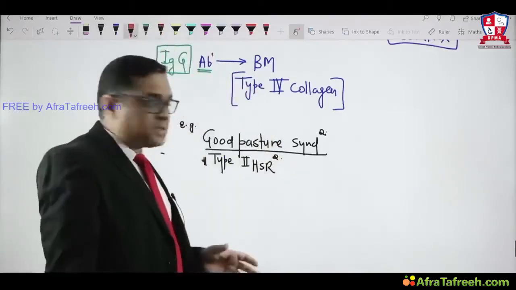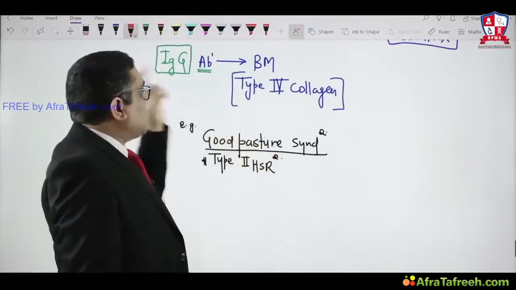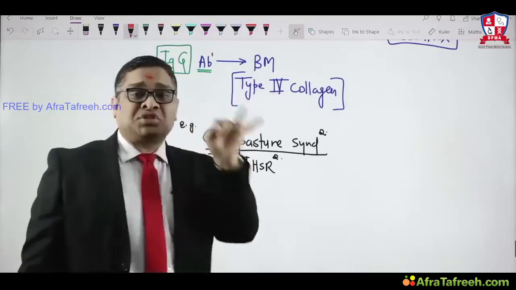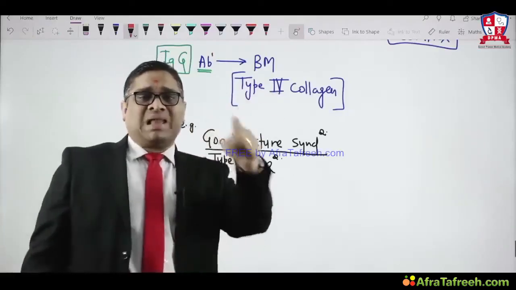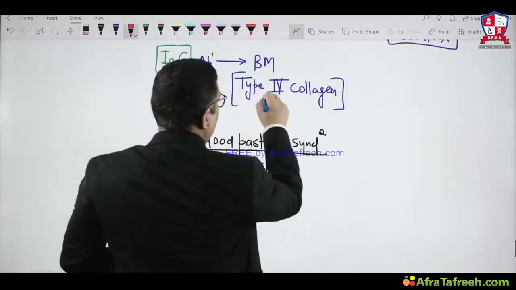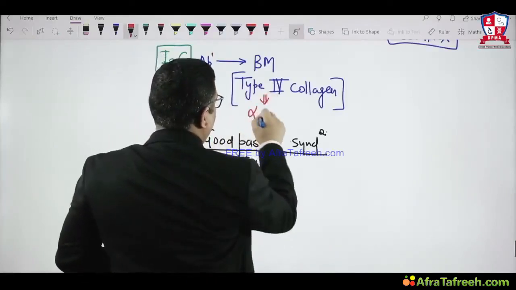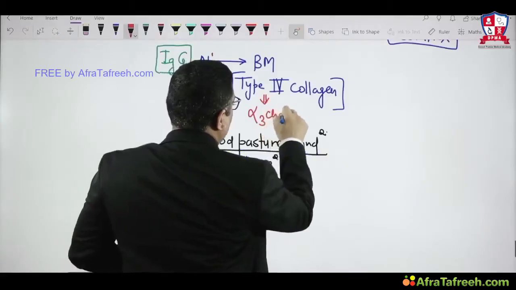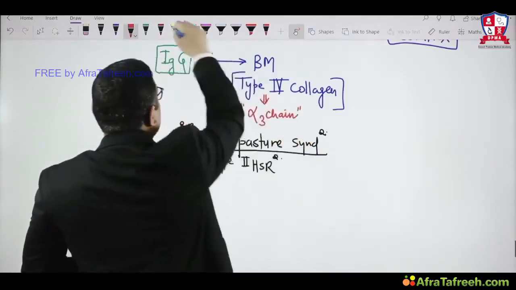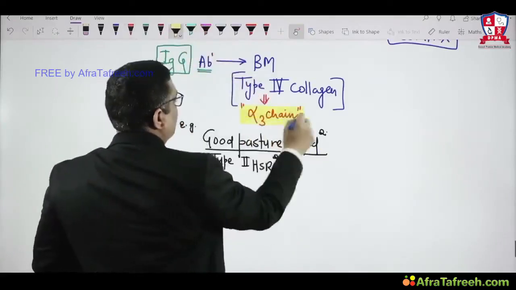Now the question is, in Goodpasture syndrome, antibodies are targeting the basement membrane type 4 collagen, but which non-collagenous chain? Alpha 3, alpha 4 or alpha 5? That was another question. So here type 4 collagen and alpha 3 chain. So non-collagenous part of the collagen is alpha 3 chain. So this point we need to keep in mind for future exam.